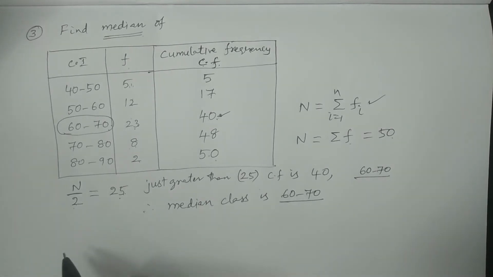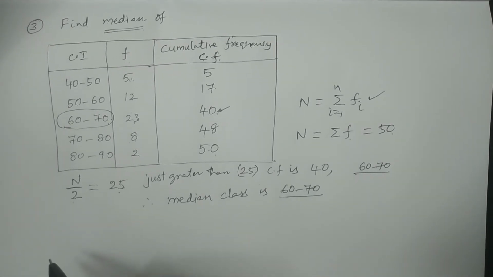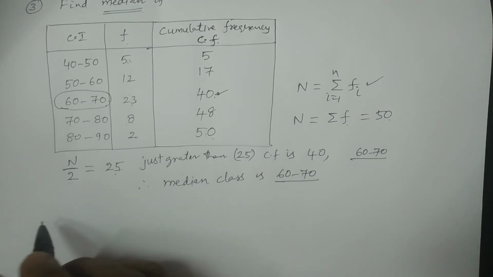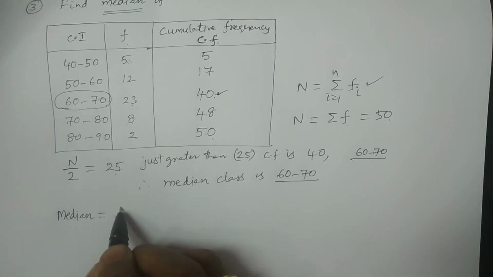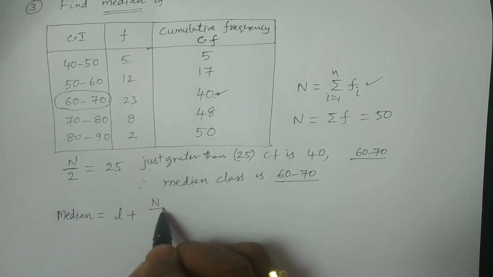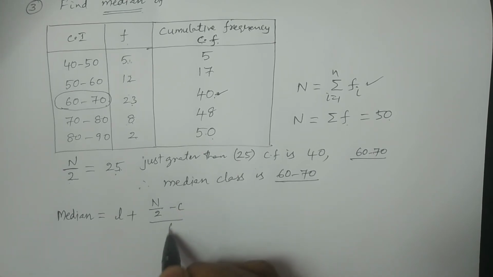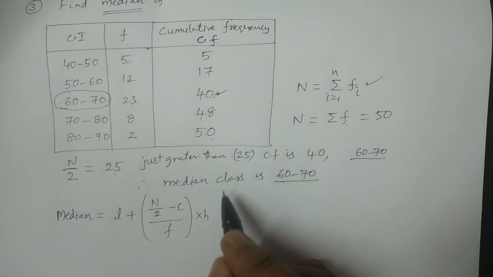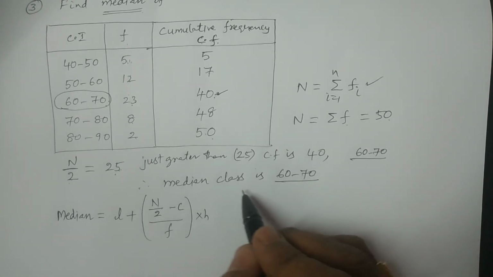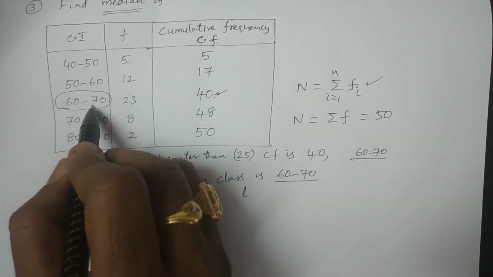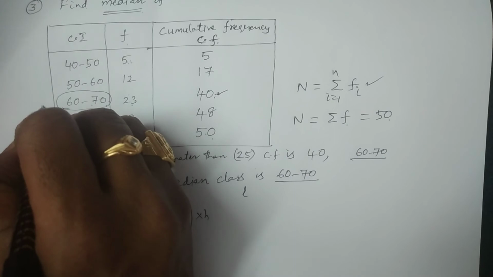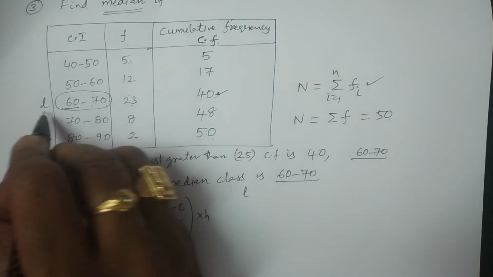Okay. Now what is the formula? I write the formula so that we can use it to calculate the median. Median is equal to L plus (n by 2 minus C) divided by F, into H. After deciding the median class, you have to write all the values. What is L? Lower limit. In the median class interval, this is L, 60.